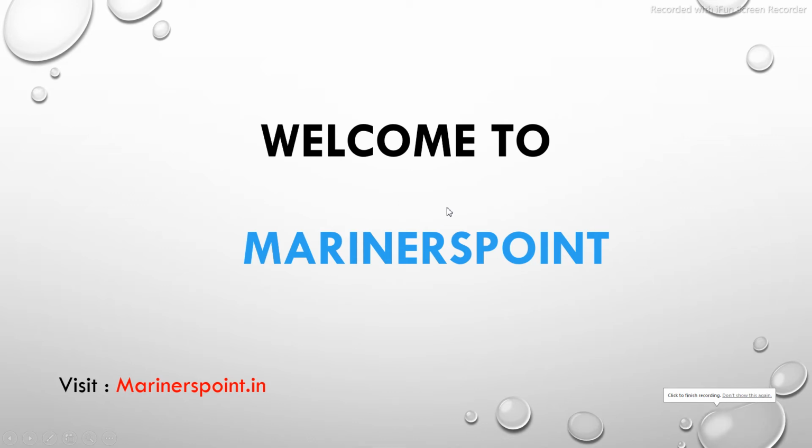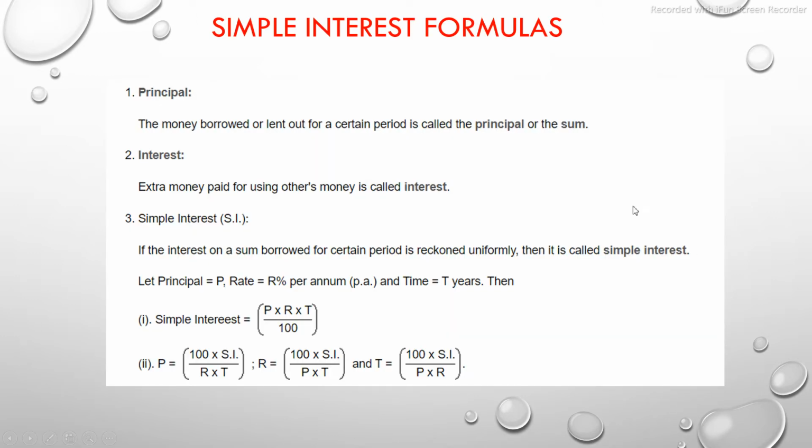So in this video we'll be discussing the formulas related to simple interest. Here are some basic formulas which are related to simple interest. The amount which is borrowed is known as the principal, and the extra money which we pay while returning the principal amount is known as the interest. Simple interest is when the sum is borrowed at a certain interest which is reckoned uniformly.